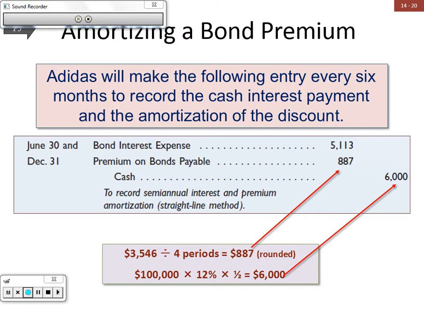Interest was $100,000 times the 12%, times half of a year, which gives us $6,000 interest payments. So that means in total, they pay at minimum $12,000 in interest every year for this bond. The premium amount of $3,546 is divided by those 4 periods, giving us $887. Our total bond interest is the $6,000 minus what? The premium. Minus the premium, which gives us $5,113, showing the premium and then showing the amount of cash that we've had to pay out for the first interest payment.